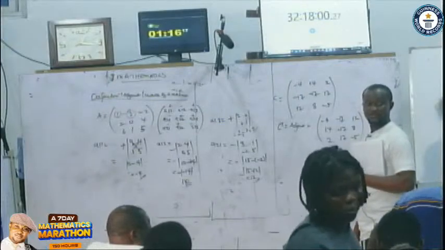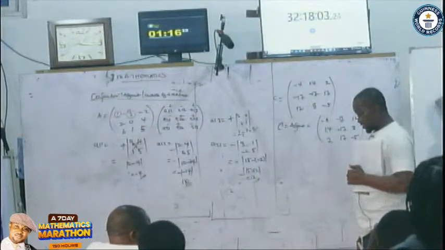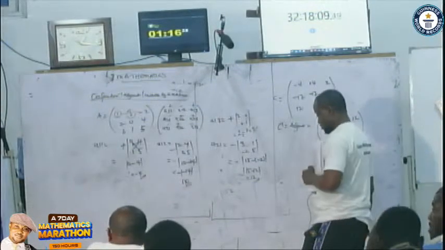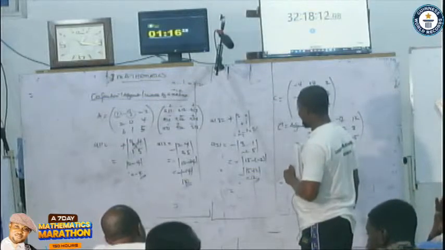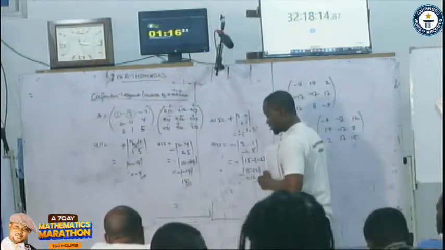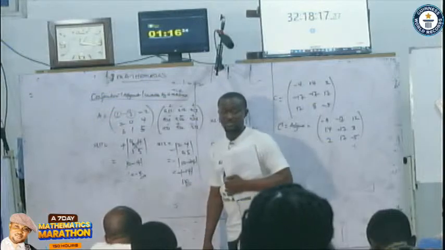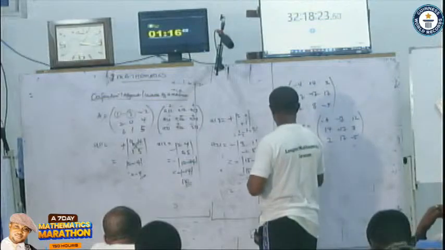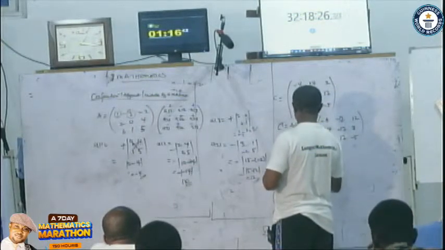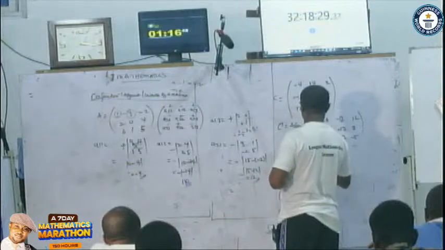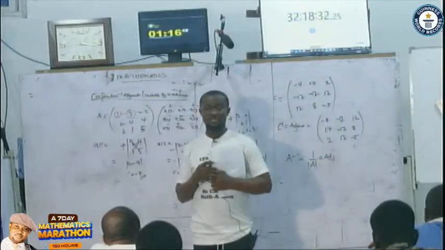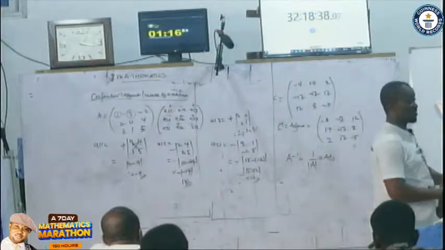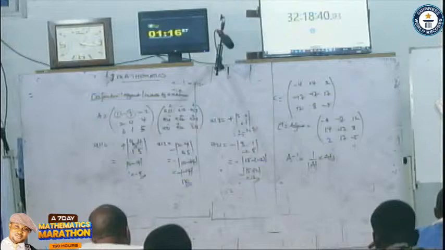So therefore, if you get the adjoint, we can find the inverse of a matrix with the adjoint, because the formula for the inverse of a matrix equals 1 over the determinant times what? The adjoint. So if you get the adjoint, it is more or less closer to the inverse of a matrix.